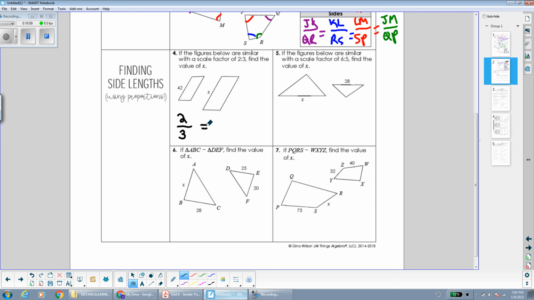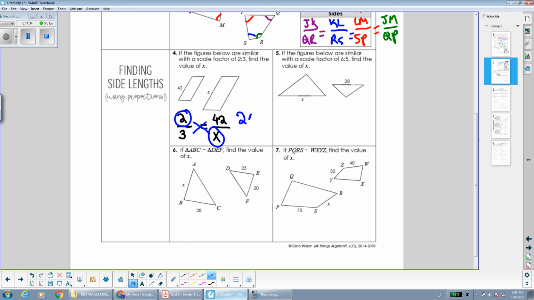And I know that a side from the small triangle is 42. And the corresponding side from the big triangle is x. So using the scale factor, I can set up a proportion using a side from the small quadrilateral, I should say, not a rectangle, we're not sure it's a rectangle. We're using a side from the small quadrilateral and the corresponding side from the large quadrilateral. Now that I have a proportion, all that I have to do is cross multiply and solve for x.